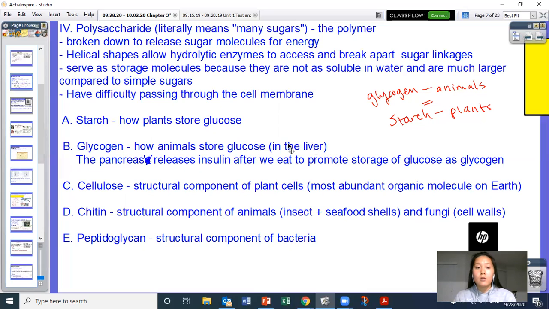So we store it in our livers, and then the pancreas releases insulin, right? You've heard of insulin when you talk about people who have diabetes, right? So the pancreas will release insulin, this hormone, after we eat to promote storage of glucose as glycogen.